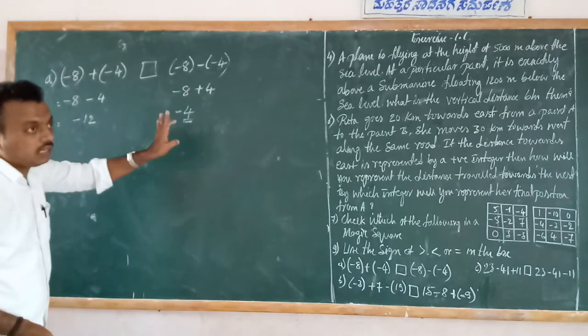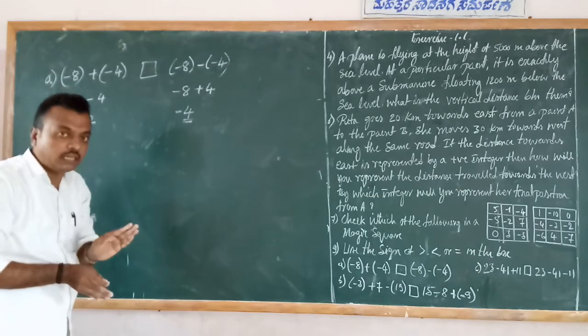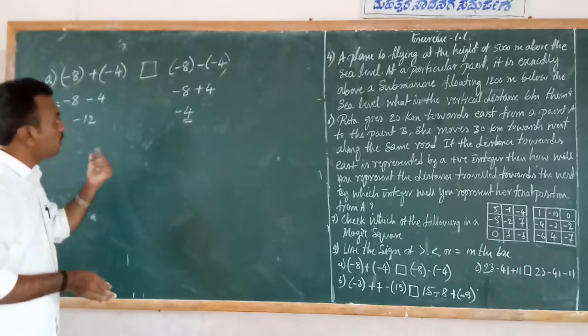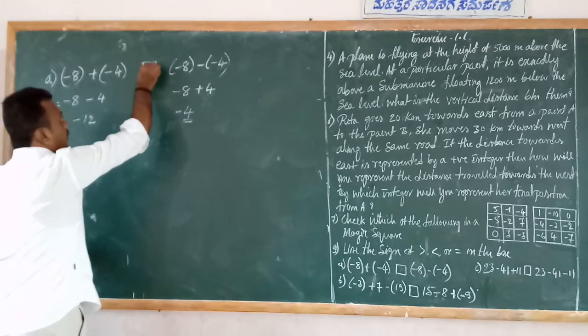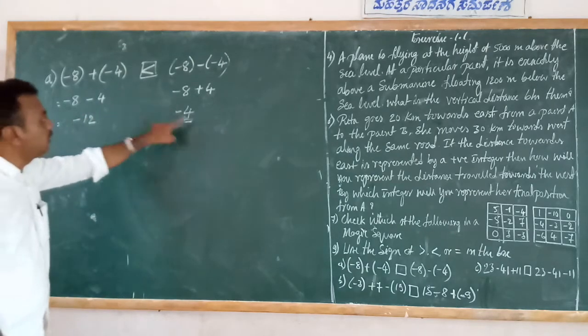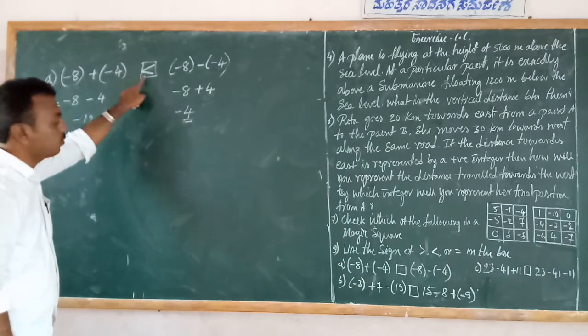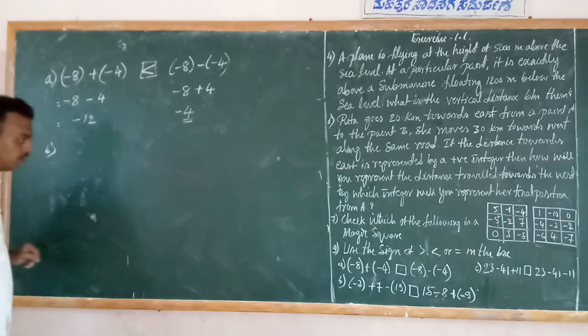So which is the greater and which is the smaller? Highest negativity, smaller value; smallest negativity, highest value. The smallest negativity is minus 4, therefore this is greater. Understand? Minus 12 is less than minus 4. So therefore we have to put the smaller sign. So like this, B question.